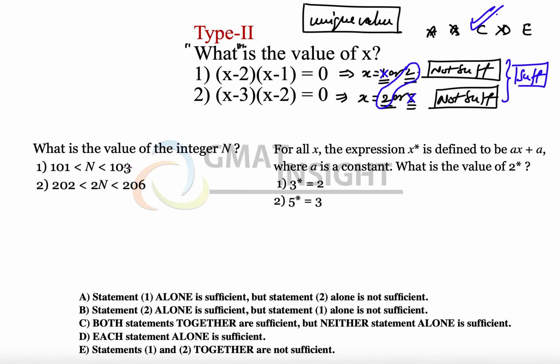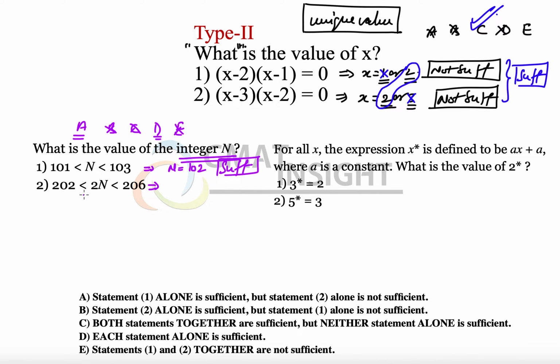Let's quickly look at another question, and these two are official questions. What is the value of the integer n? So we have to find the possible integer value of n, and there has to be a unique solution. Let's look at the first statement. n has to be between 101 and 103. So we see that the possible value of n is only 102. There is only one integer value between 101 and 103. That means the first statement alone is clearly sufficient. Now B, C and E are clearly out. We are left with options A and D.